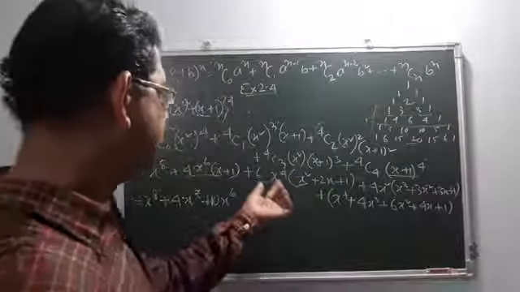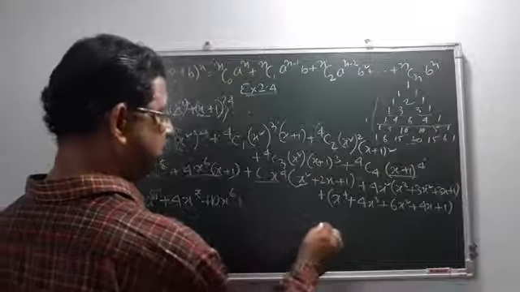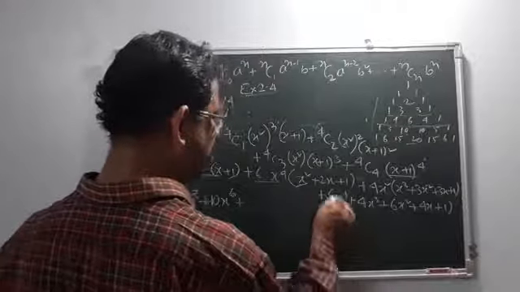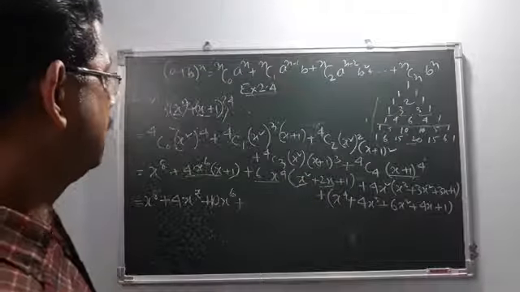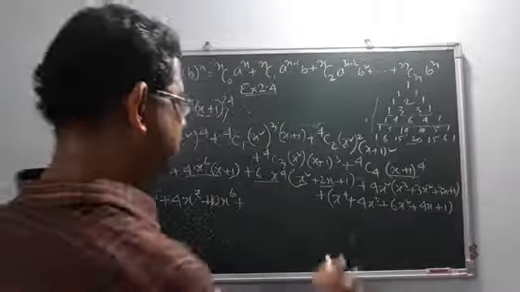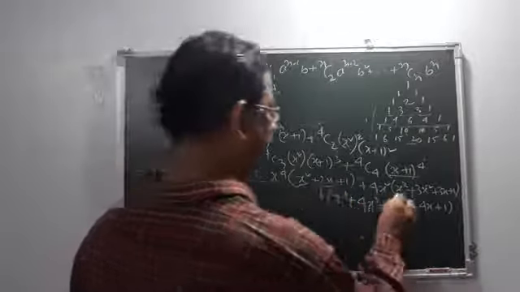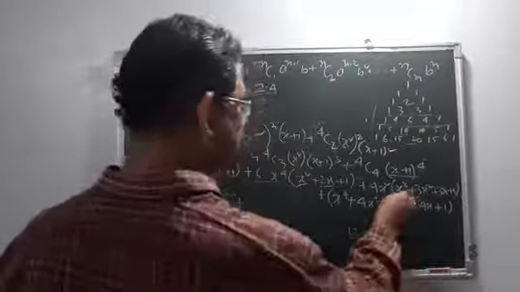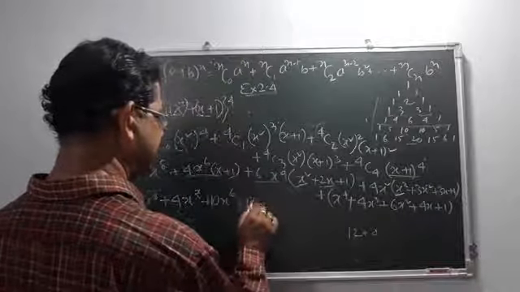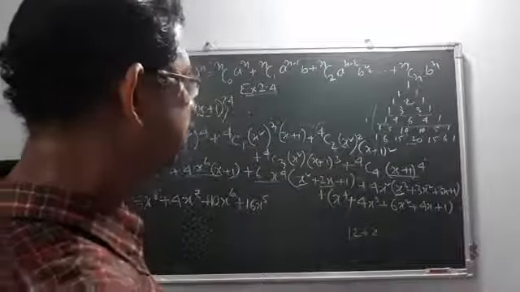Now x to the power 5, this if we multiply it is 8x to the power 5, this two will give, it is not 8, it is 12x to the power 5, and here it is 4x to the power 5. So it is 16x to the power 5. Now x to the power 4.